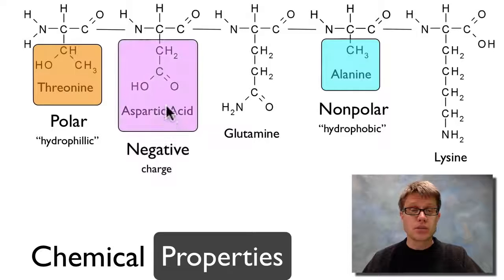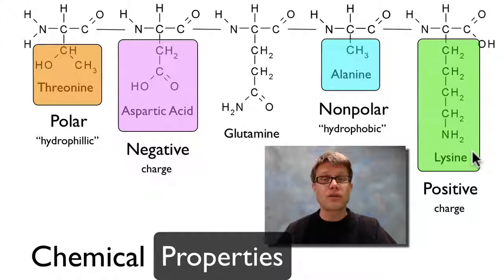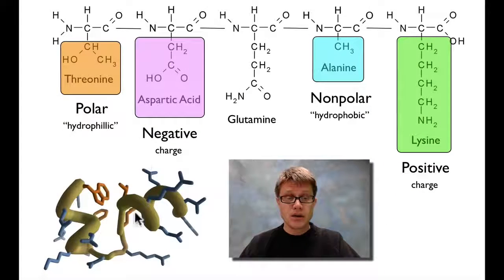Or if we look at the aspartic acid, it's going to have a negative charge, and if we look at the lysine over here, it's going to have a positive charge. And so if these 2 amino acids are found in the same polypeptide, they're going to try to get next to each other because the positive and the negative are going to attract. And so what you end up getting is a 3-dimensional protein.